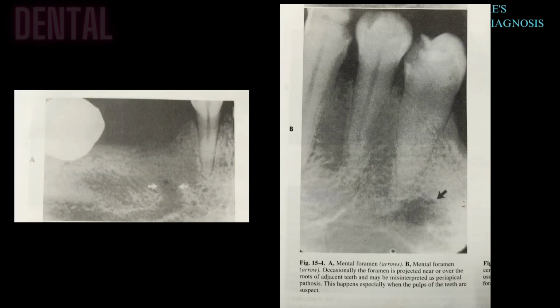This is the IOPA of premolar region showing mental foramen. Both radiograph A and radiograph B show mental foramen by the arrows. Occasionally, the foramen is projected near or over the roots of adjacent teeth and may be misinterpreted as periapical pathosis. This happens especially when the pulp of the teeth are suspect.